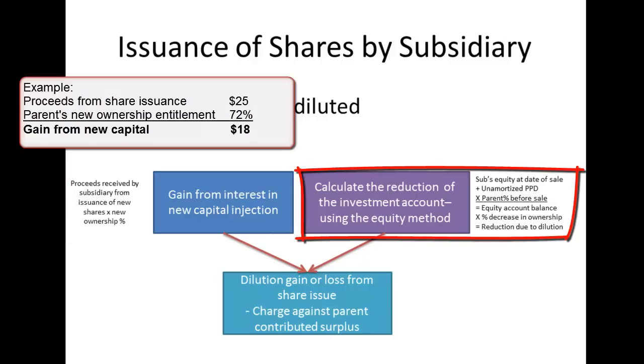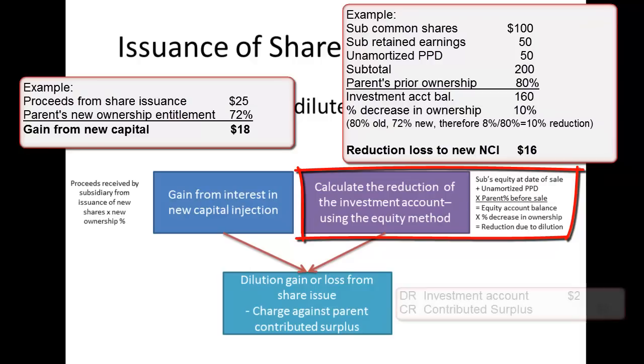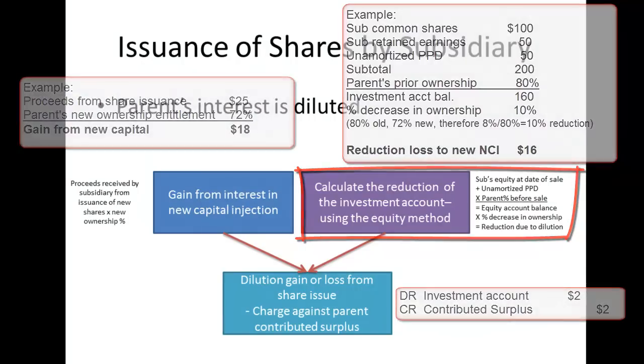The loss requires us to update our investment account to the date of issuance. In shorthand, this can be calculated by adding the subsidiary's equity, excluding the new capital, plus the unamortized purchase price differential and multiplying that by the parent's ownership entitlement prior to the issuance. Then we can calculate the dilution suffered by the parent as a percentage of their lost entitlement.